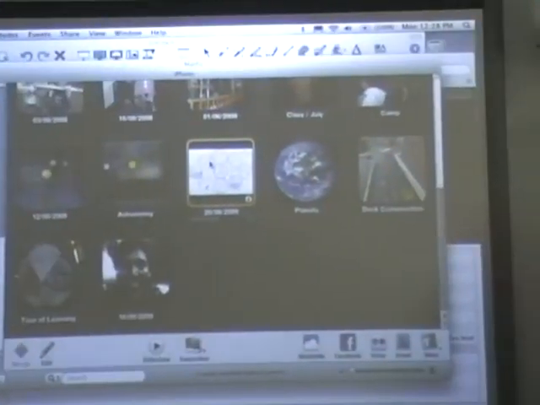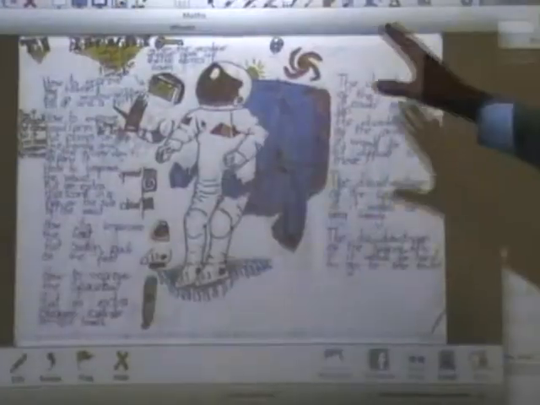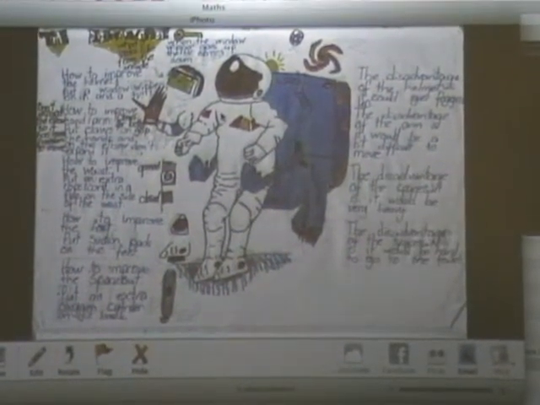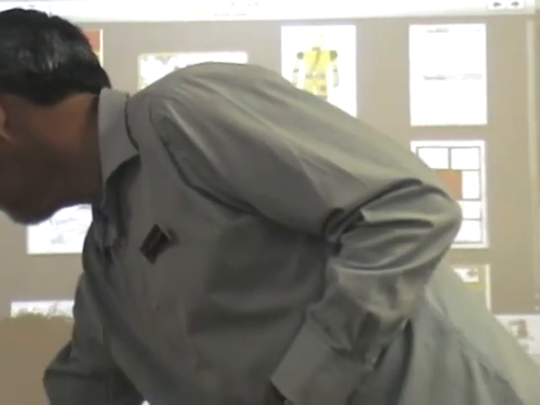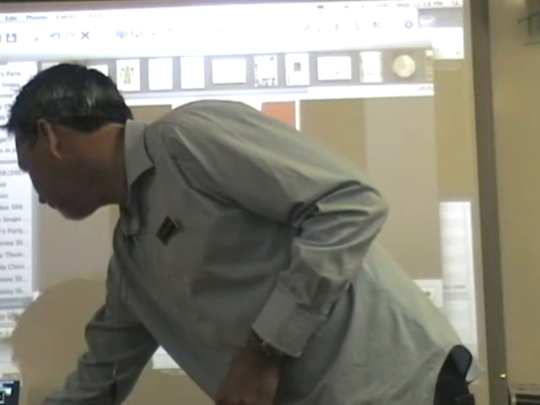Students can actually scan in their work and they can bring it up on screen. They can bring up their piece of work and talk about it. And then we can take it and put it into a format where they can see their work.